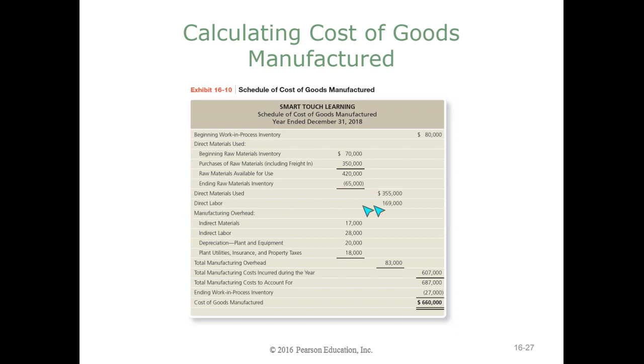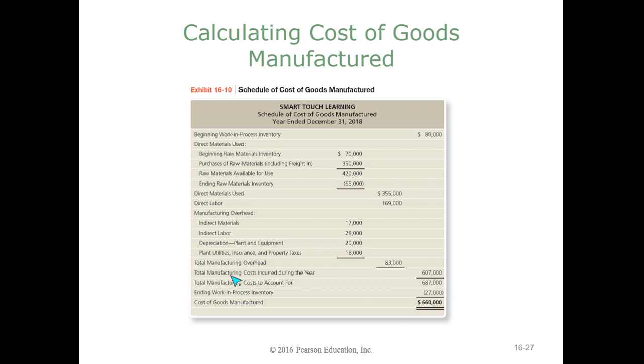Well, then we're going to list out our direct labor. And then we've got our manufacturing overhead for indirect materials. Indirect is something that cannot be easily traced to the product. Indirect labor listed here as well. Depreciation, plant utilities, insurance, property taxes. Add all those up to give us our total manufacturing overhead of 83,000.